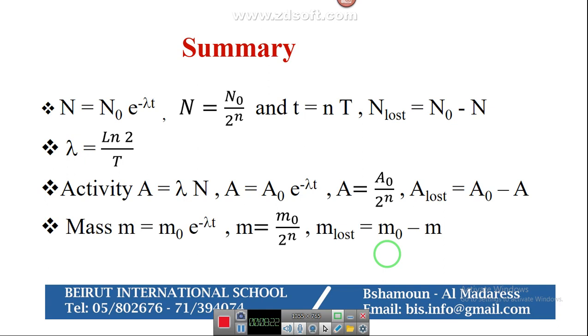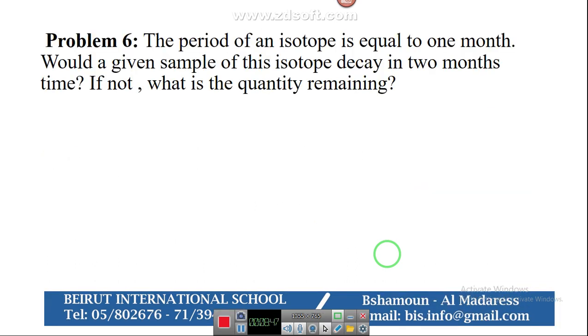Also, in the case of mass, we can set that mass remaining equals mass initial e to the power minus lambda t, or mass remaining equals mass initial divided by 2 to the power n, or the mass lost equals mass initial minus mass remaining. I am going here to solve some problems from the book.